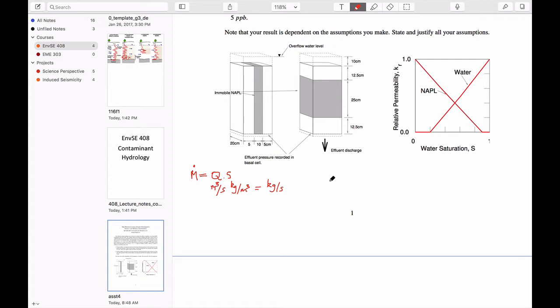So what do we know about Q? We know that Darcy's law for any system can be written as a cross-sectional area of flow, a relative permeability, a viscosity of the fluid, and a pressure drop. In this case, in the z direction.